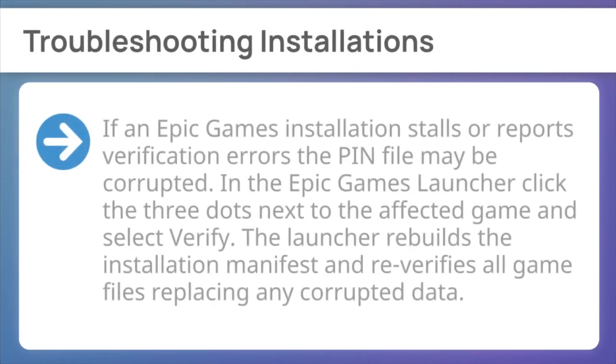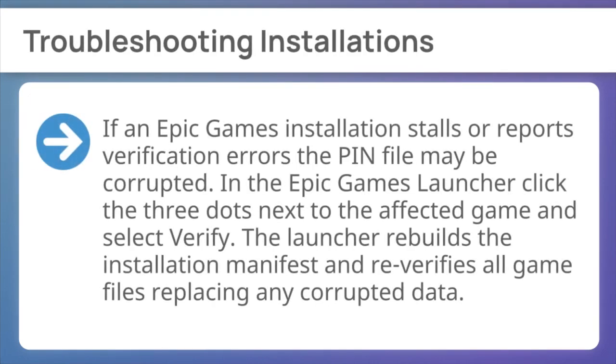Next, troubleshooting installations. If an Epic Games installation stalls or reports verification errors, the PIN file may be corrupted. In the Epic Games Launcher, click the 3 dots next to the affected game and select Verify. The launcher rebuilds the installation manifest and re-verifies all game files, replacing any corrupted data.